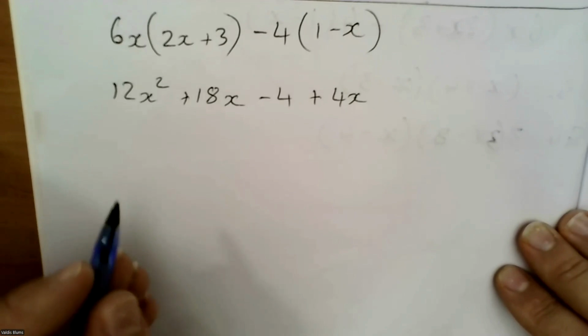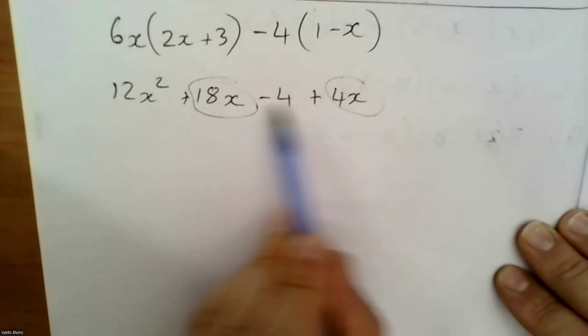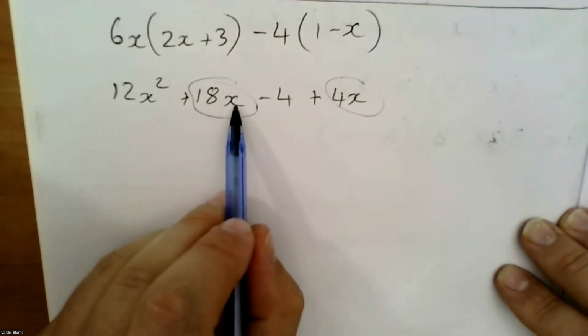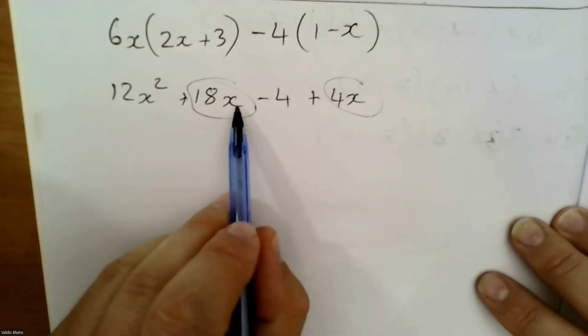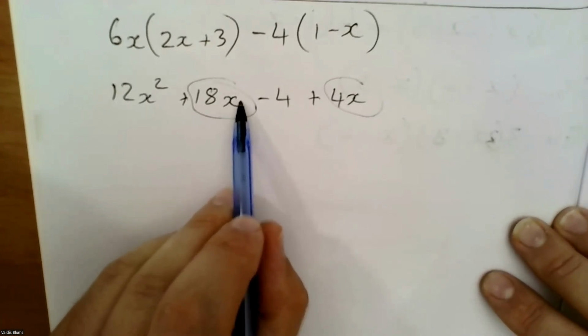Now, again, we're collecting our like terms. So we have two components that have x to the power of 1. So when we're collecting like terms, we're really focusing on the terms that have similar x's to the powers.